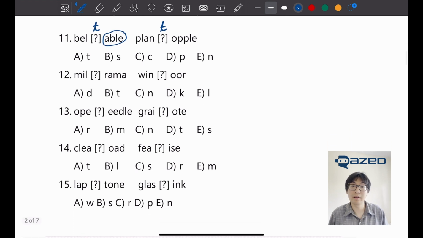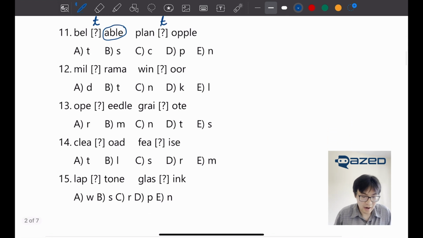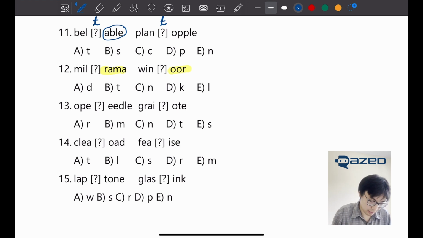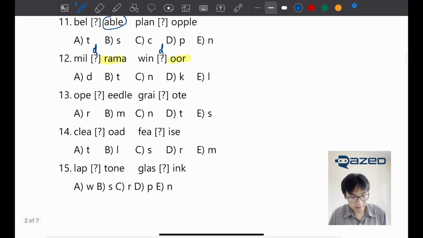For number 12, we can see another example here. I'm looking specifically at this word and this word, "rama" and "or". Again, I don't know that many words with "rama" towards the end with a letter at the front, so I'm already thinking "drama". Same thing with "or", there could be "more" or "door", and D is the one we're trying to validate. So we just plug it in: "mild", "drama", "wind", "or", "work".